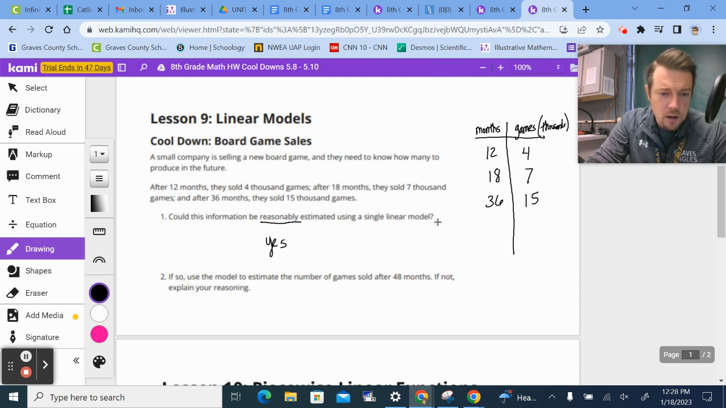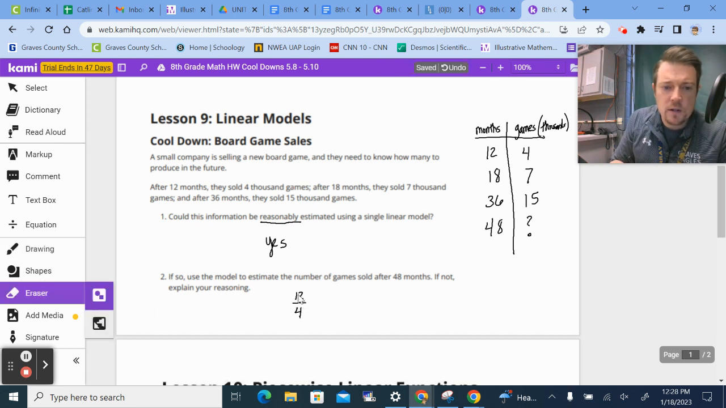If so, use the model to estimate the number of games sold after 48 months. Okay, so 48 months and a question mark. Well, that's a year later. We know that, let's set up a couple of ratios here. So we know that in 1 year or 12 months, we sell 4,000. Let's do this a little different. I'm going to do this differently.